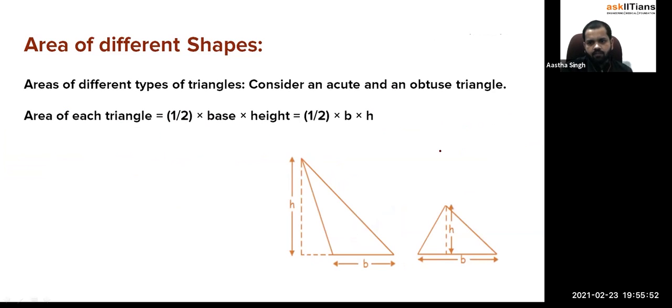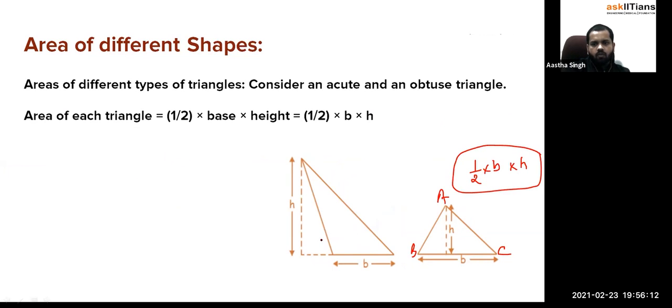A, B, and C. In case of an acute angle triangle, acute means less than 90 degrees, all angles are less than 90 degree. A, B, C. If perpendicular height is given as H, then area is half B into H. Half B into H, right? What is an obtuse angle triangle, right?